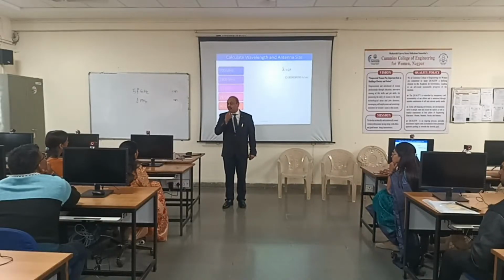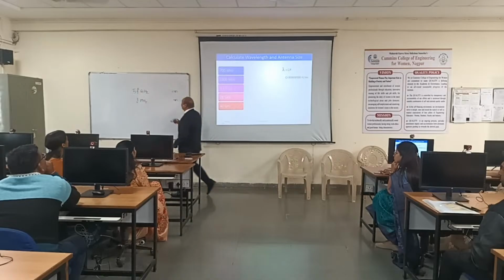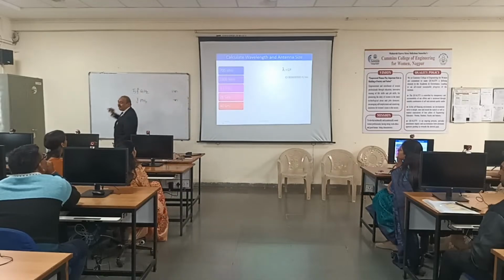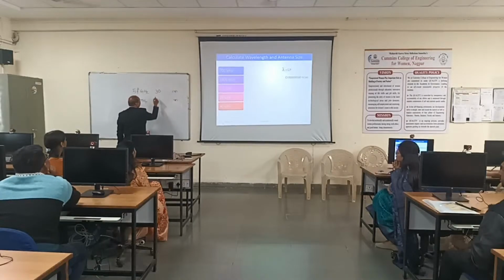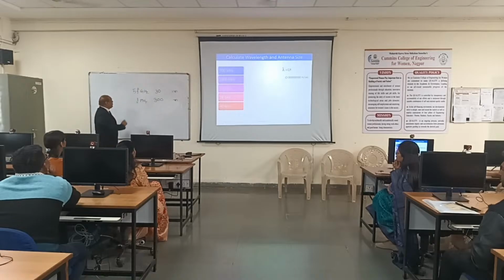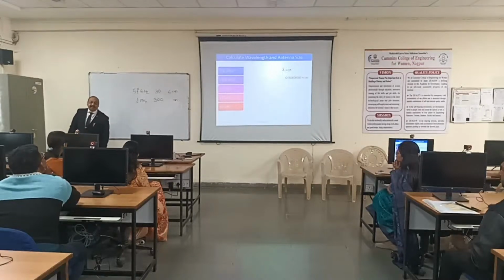Then we require to calculate. After that, okay. But if you remember the thumb rule, that whenever the frequency is in gigahertz, the wavelength is in centimeter, and you remember only the figure 30. So if someone says the frequency is 5 gigahertz, 30 by 5, your answer is 6 centimeters. You can calculate within a second.